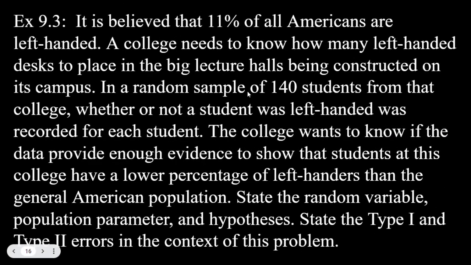Example 9.3: It is believed that 11% of all Americans are left-handed. A college needs to know how many left-handed desks to place in the big lecture halls being constructed on its campus. In a random sample of 140 students from that college, whether or not a student was left-handed was recorded for each student. The college wants to know if the data provided enough evidence to show that the students at this college have a lower percentage of left-handers than the general American population. State the random variable, the population parameter, and the hypotheses. State the type 1 and type 2 errors in the context of this problem.